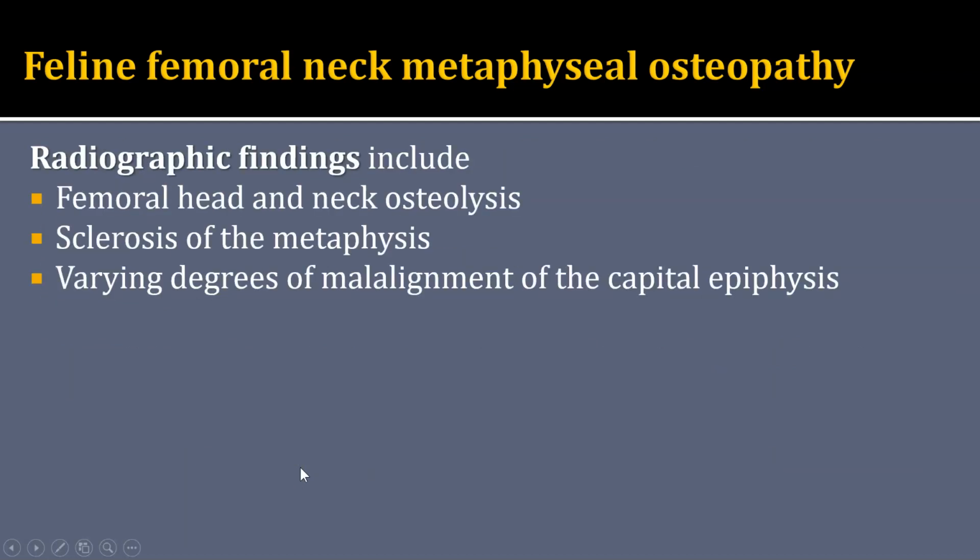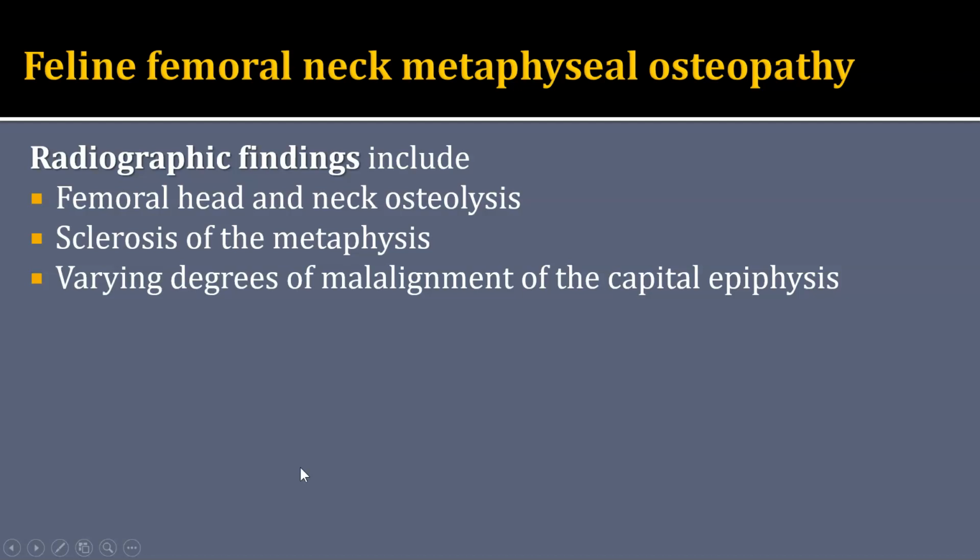And those radiographic findings include femoral head and neck, particularly osteolysis, so areas of lysis, areas of radiolucency, and that is because of the necrosis that is happening in these portions of the femur, and there's bone resorption and/or lysis going on. There will also be associated sclerosis, particularly of the metaphysis, and that degree of osteolysis and sclerosis of the head and neck will progress with chronicity.